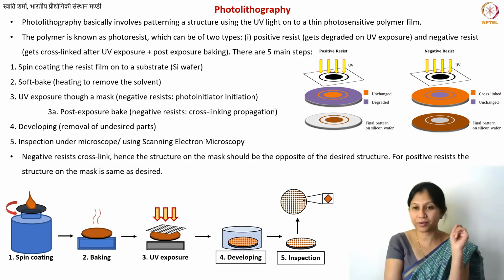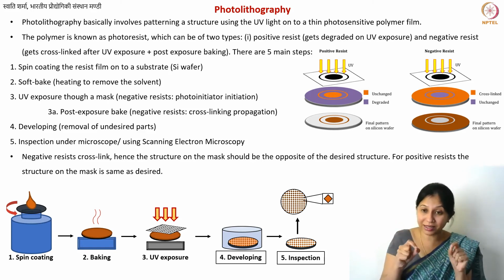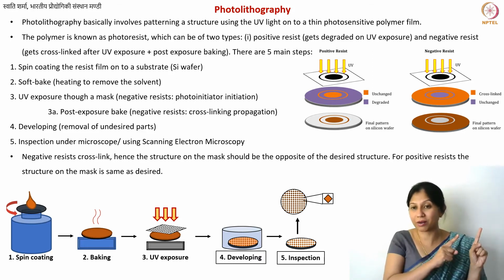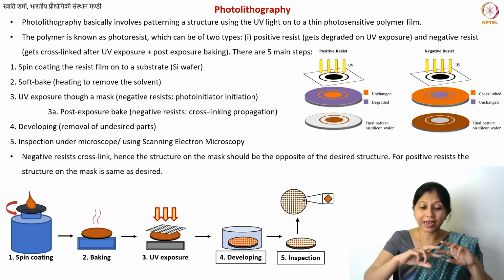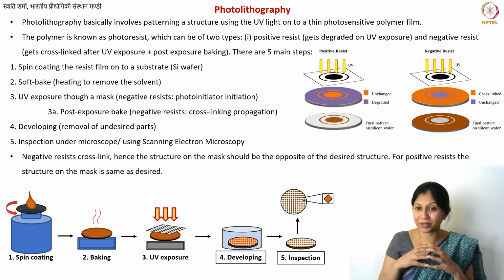In the case of negative resist, you have to have the opposite structure, because the parts that are exposed to the UV light will stay there because they become cross-linked. It's the uncross-linked parts that will be washed away with the developer. So in that case, you will have the negative of your actual structure on top of your mask. That is why the terms negative and positive are used.